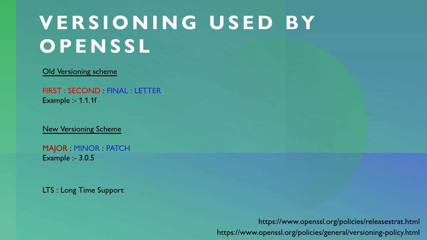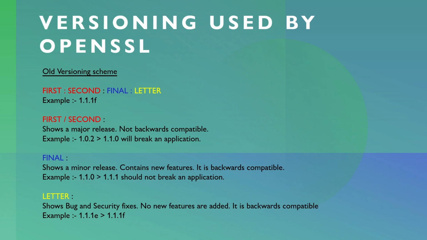It is important to understand how versioning works for OpenSSL. At present, there are two versioning schemes for OpenSSL. There's an old versioning scheme, which is used by OpenSSL version 1.1.1, and there's a new versioning scheme used by OpenSSL version 3.0. In the old versioning scheme, there are 3 digits separated by a dot and followed by a letter. The first 2 digits show the major release version.